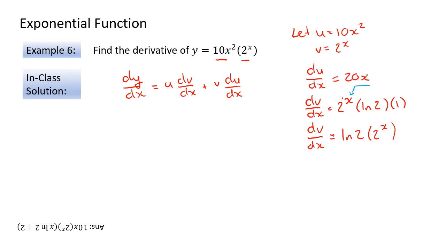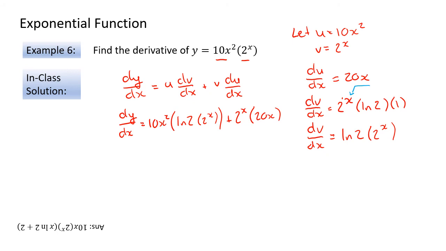Having all these functions now, we can simply substitute them in. So dy by dx is equal to u, which is 10x squared, times dv by dx, which is ln 2 times 2 to the x, plus v, which is 2 to the x, times du by dx, which is 20x.